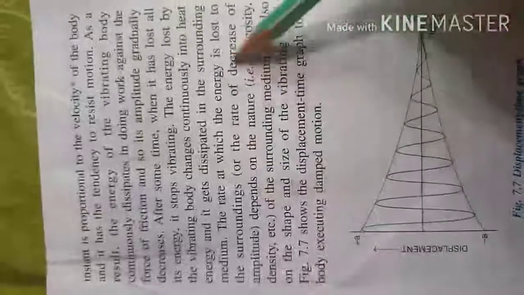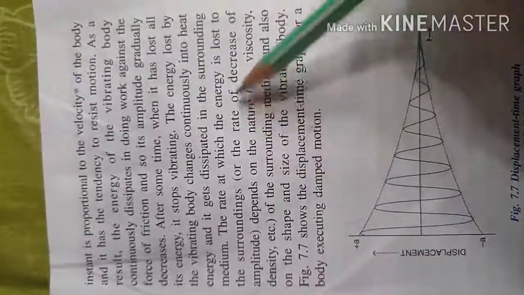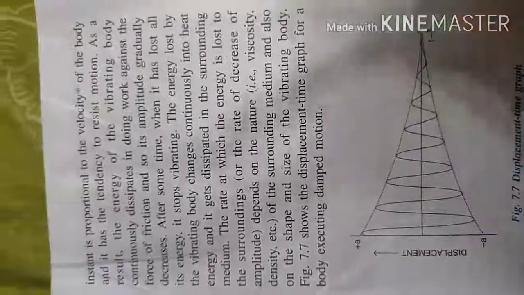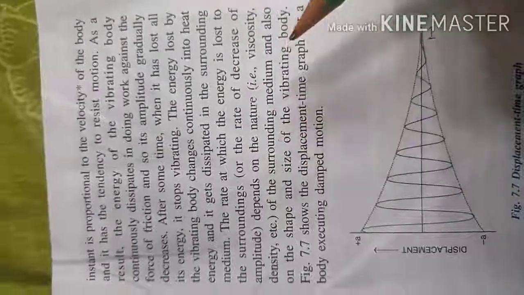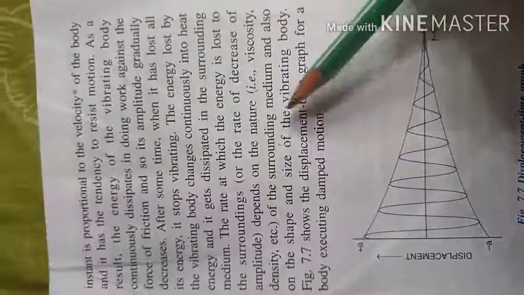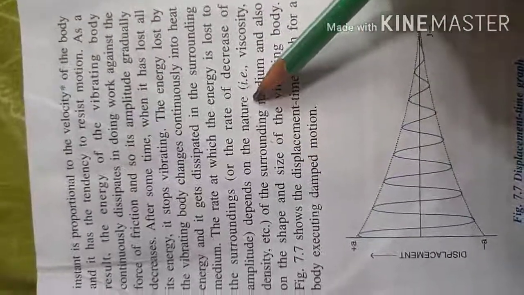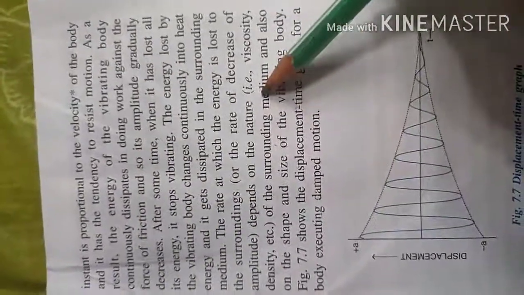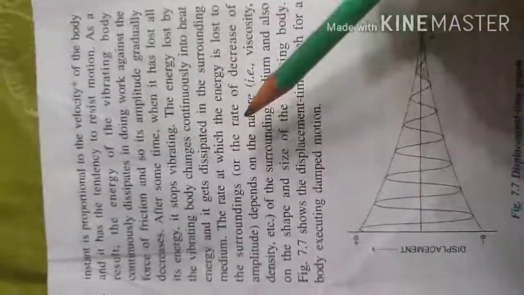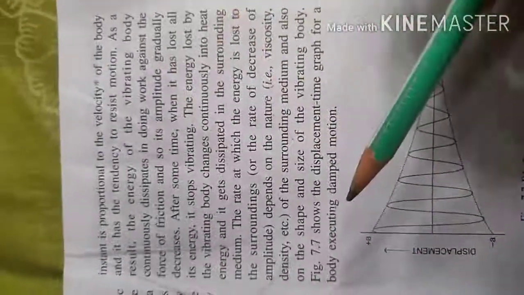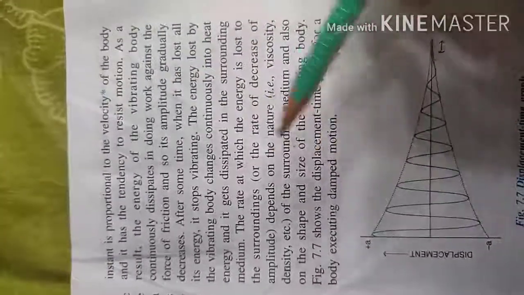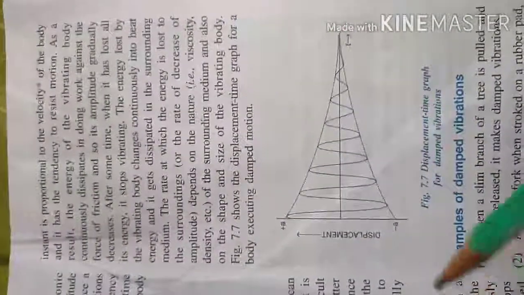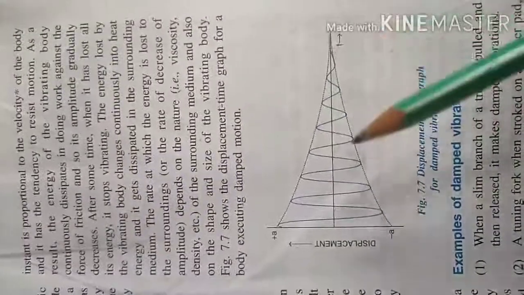The rate at which the energy is lost to the surrounding, or the rate of decrease of amplitude, depends upon two things. It depends upon the nature of the vibrating body, or the shape and size of the vibrating body, and it depends upon the nature of the medium. When we say nature, it means the viscosity of the medium and the density of the medium. So depending upon different viscosity and density of the medium, the rate of dissipation of energy in a medium varies. Understood?